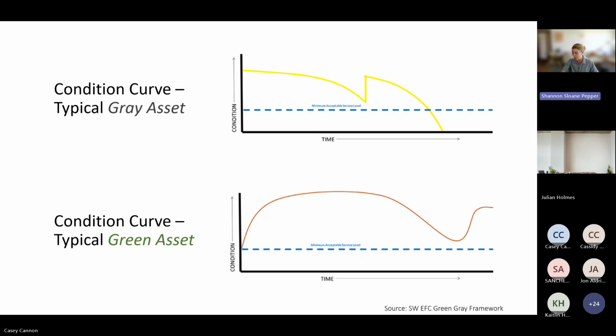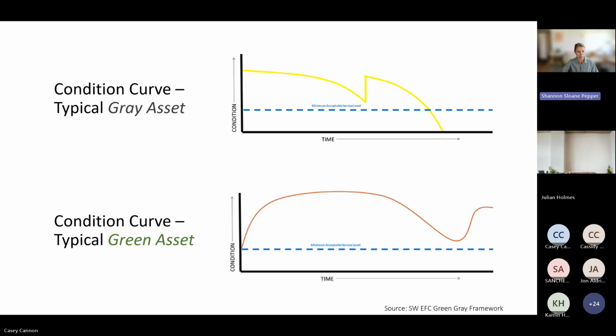And that curve is also probably going to be a lot longer. Green assets tend to be long-lived because they include those living components that will self-propagate, self-reproduce as long as you're doing your maintenance on the asset. Eventually, maybe the plants will start to die off. It might need some help. At that point, you might do a little repair or restoration of that asset and restore it again.